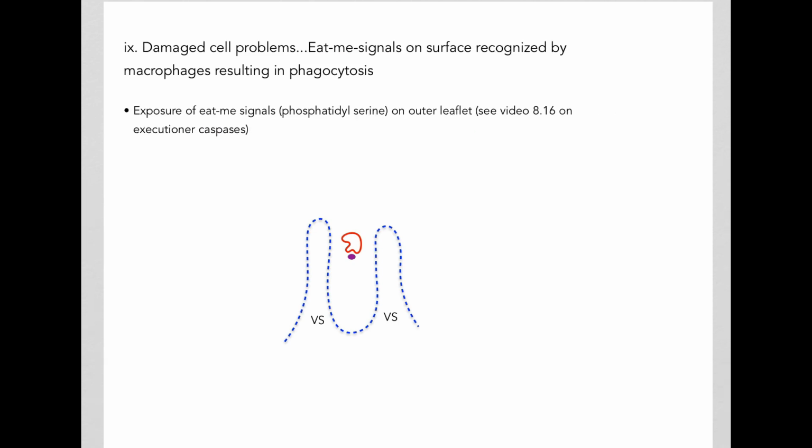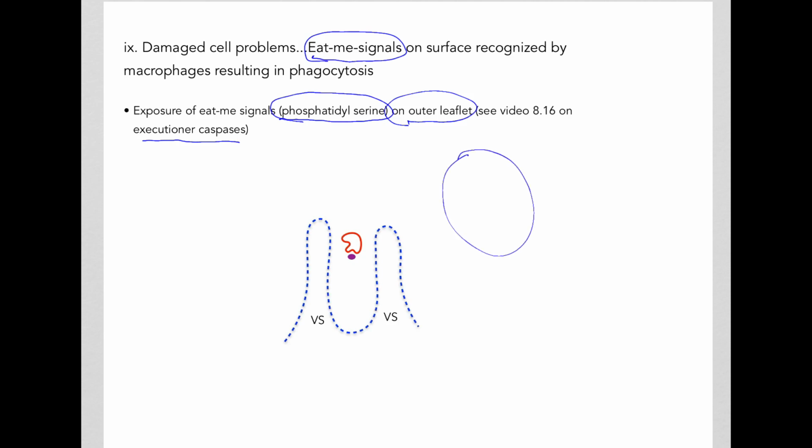Another problem with old or damaged red blood cells is that on the surface they have eat-me signals that we talked about in a previous video on executioner caspases. An example of these eat-me signals is the presence of phosphatidylserine on the outer leaflet of the red blood cell membrane. This is recognized by macrophages and other phagocytic cells, and they will basically eat up this damaged or old red blood cell.